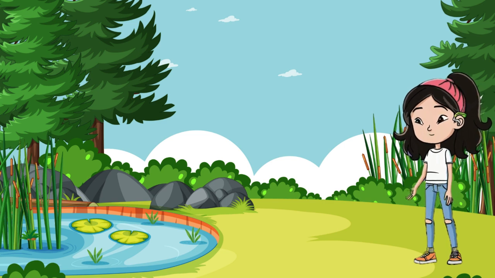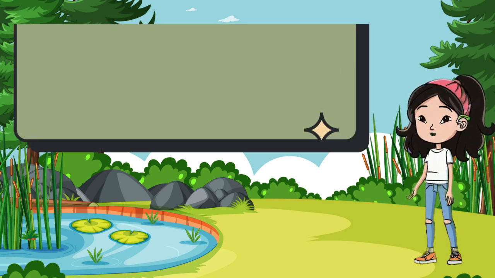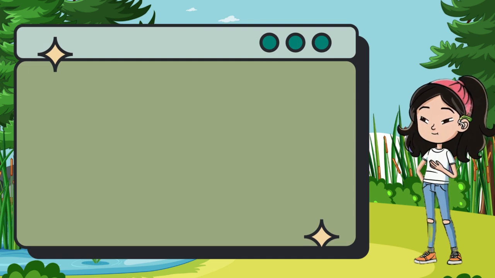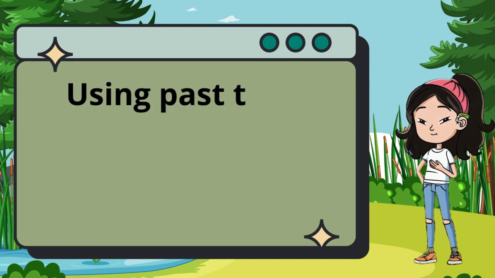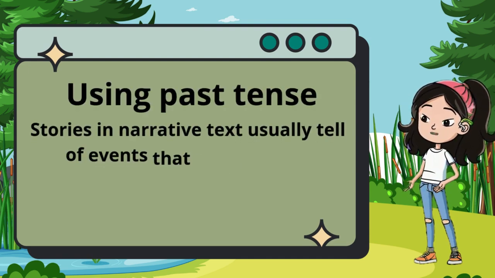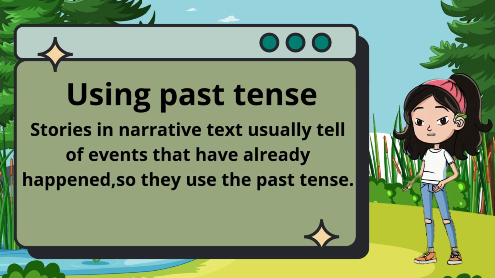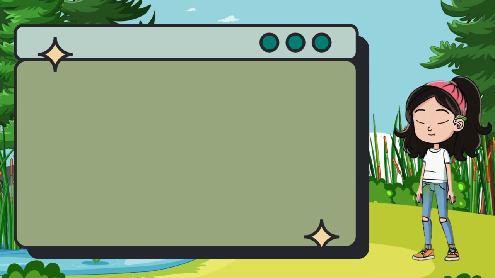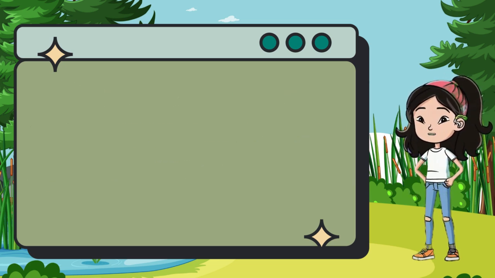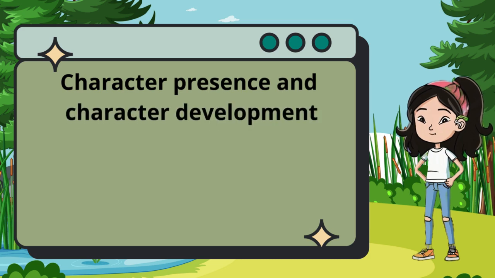Then we will learn about characteristics of narrative text. First, uses past tense. Stories in narrative text usually tell of events that have already happened, so they use past tense. The second, character and character development.